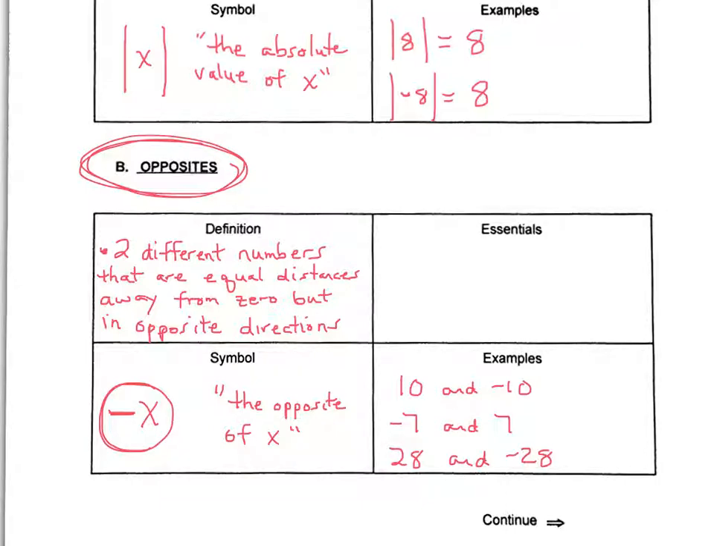So for the essentials, let's just draw a little picture here. Let's put 0 in the middle. And there's 2. And there's -2. And those are opposites. Both took you 2 steps to get from 0, but they're in opposite directions.